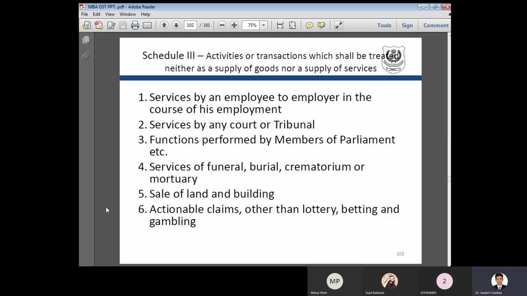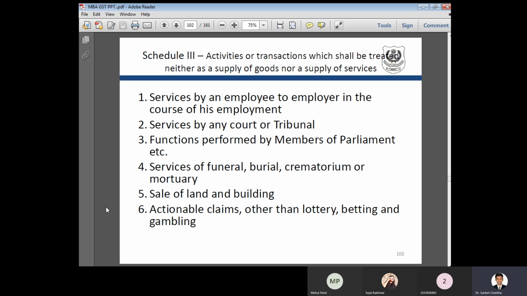First thing, services by an employee to an employee in the course of his employment. If you are an employee at any place, then the services that have been provided by the employee to the employer are not part of either goods or services. Services by any court or a particular tribunal.